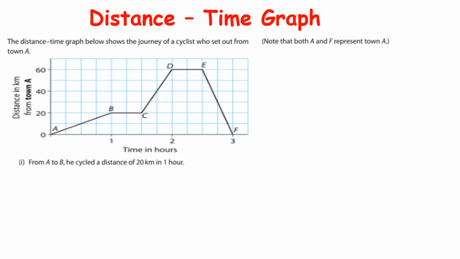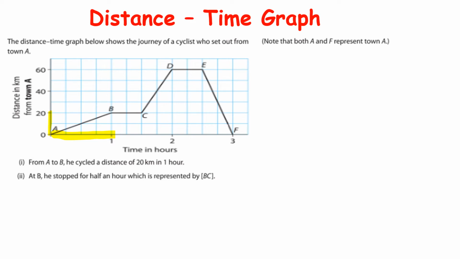So note some things. From A to B, he cycled 20 kilometers in 1 hour. So here we have, and I'm going to try to highlight as we go, along the time we have 1 hour and they traveled 20 kilometers. So therefore, you could then tell me really quickly his speed was 20 kilometers per hour.